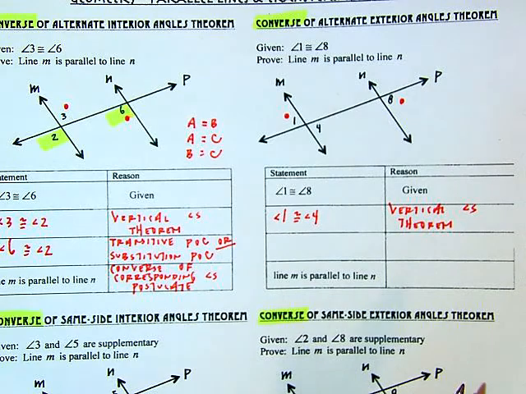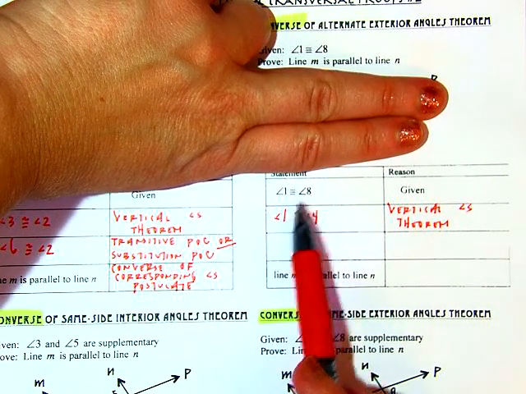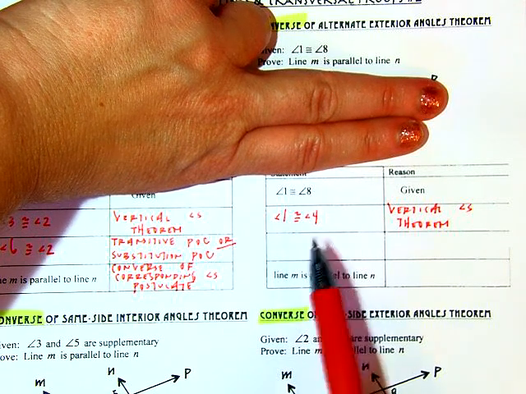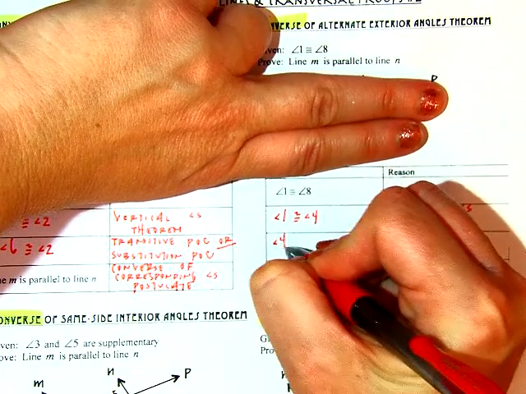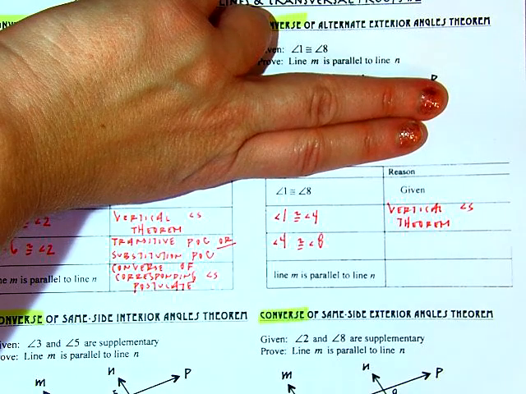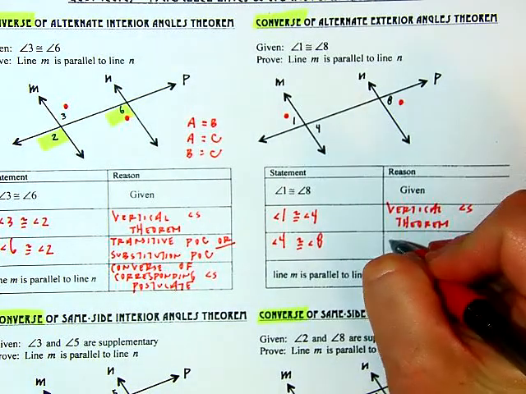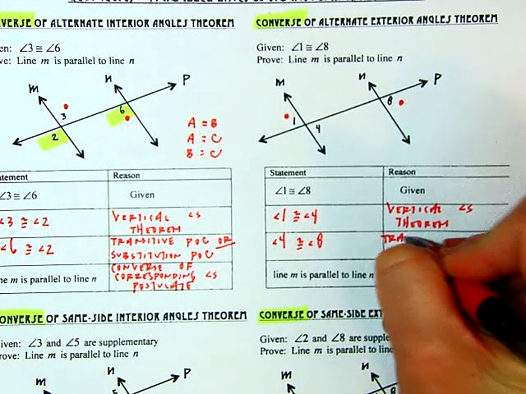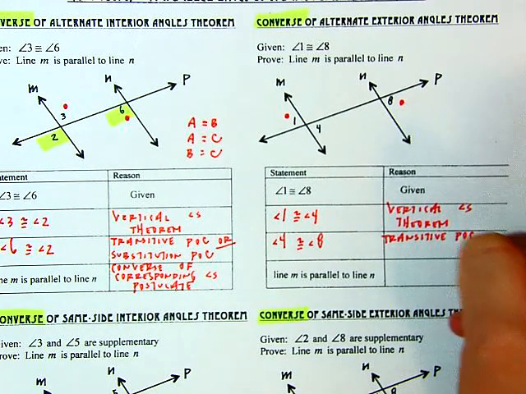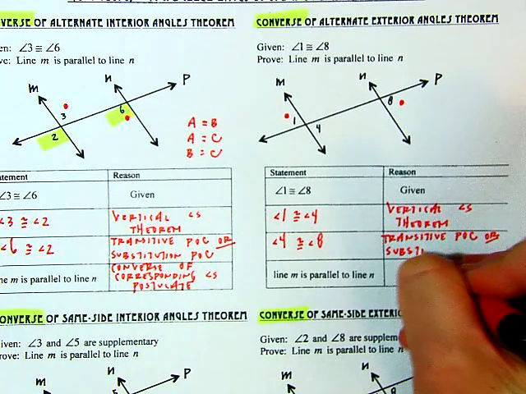Okay, and I'm just going to block the diagram out of view and think about what I'm connecting. 1 is congruent to 8, 1 is congruent to 4, so now I can swing back and connect 4 and 8. All right, why? Right, well, it's just that three-way connection. I would say transitive property again, or I could argue substitution. They both work. So transitive property of congruence, or you argue substitution. I will accept either one.